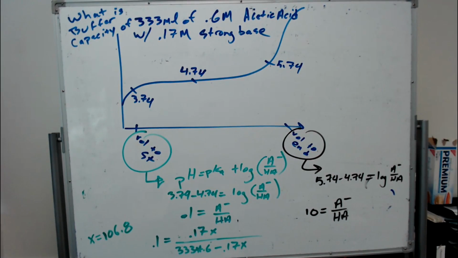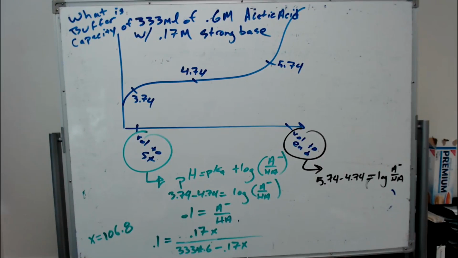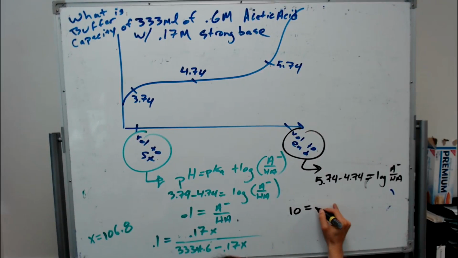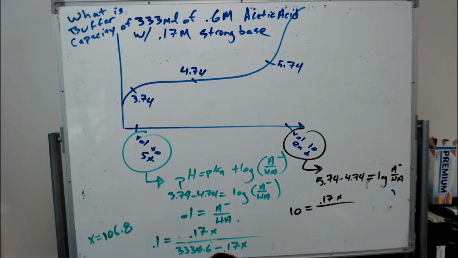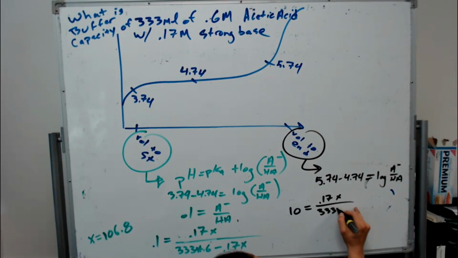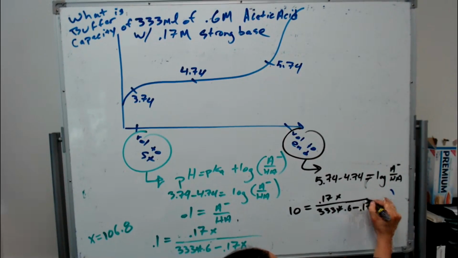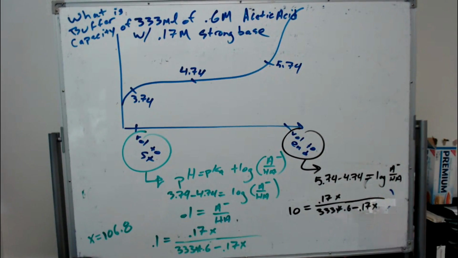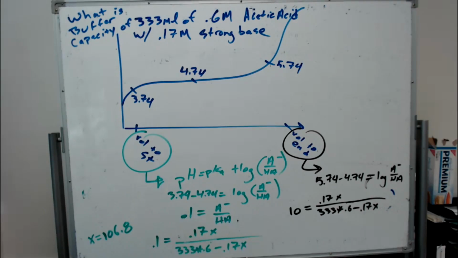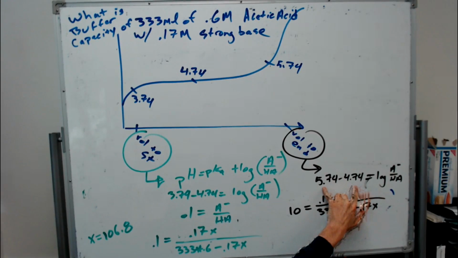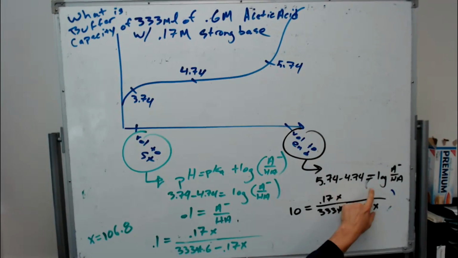We're going to plug in all of our things just like we did here. So we're going to have 10 is equal to 0.17x divided by 333 times 0.6 minus 0.17x. Notice everything looks the same. Wait, where's the 10 coming from? So the 10 comes from 5.74 minus 4.74 is 1. And then to get rid of the log, we do 10 to the power of 1. So let's solve.